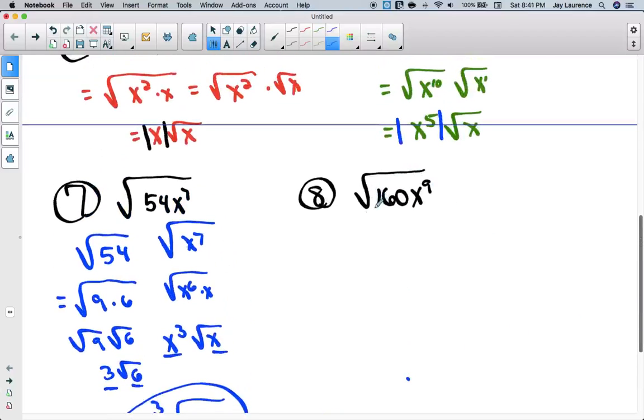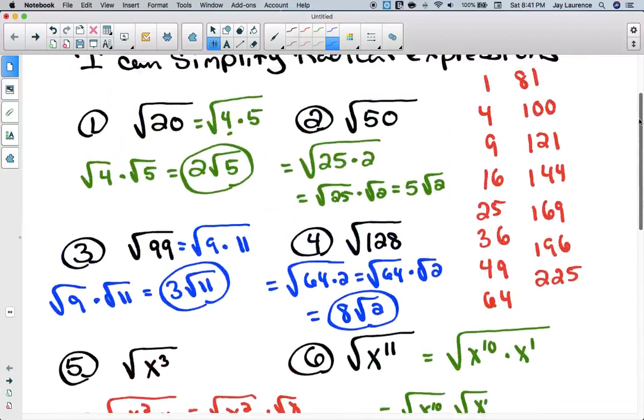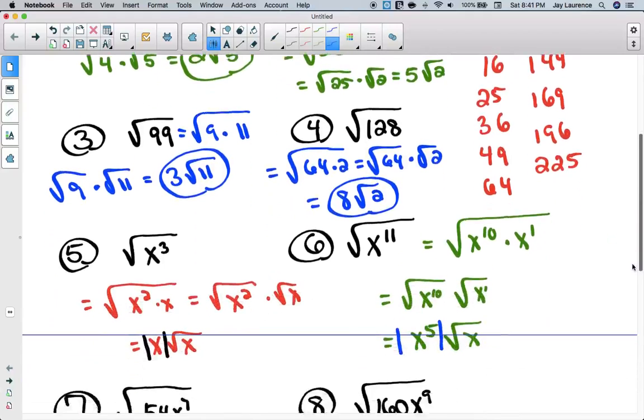Okay, here we've got 160 x to the 9th. So I'm going to do rad 160 and then rad x to the 9th. Okay, so now 160, let me go back to my perfect square list. Let's see what's going into 160 evenly. Definitely not 144, 121, not 100. 81 is 162, that's not going to work. 64 times 3, no, that's not going to work.